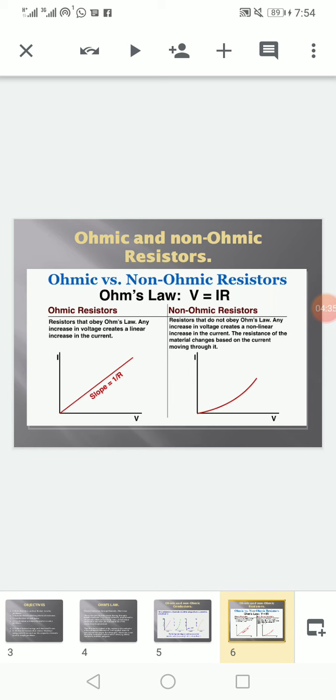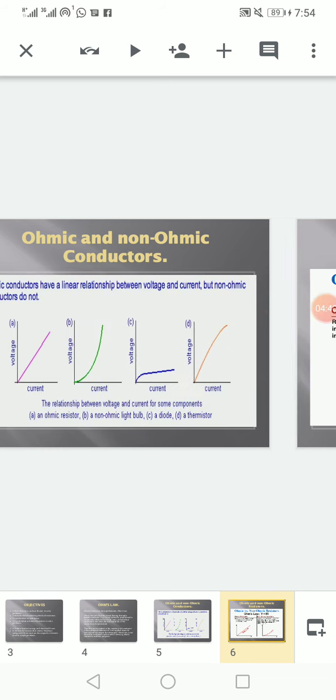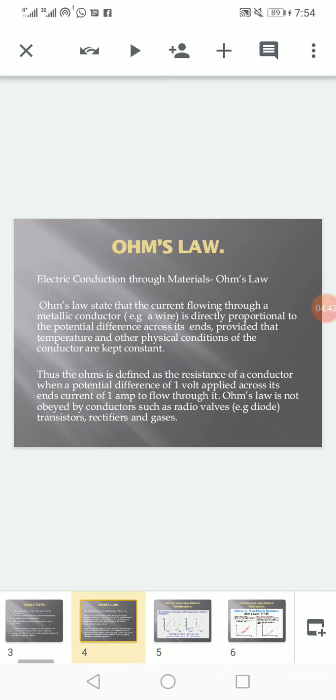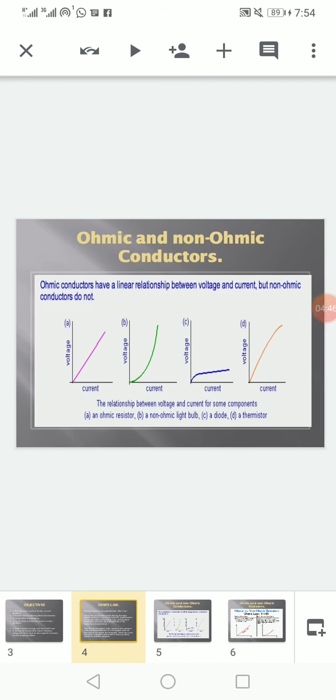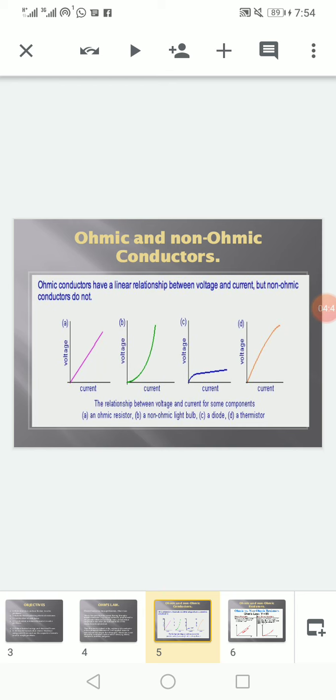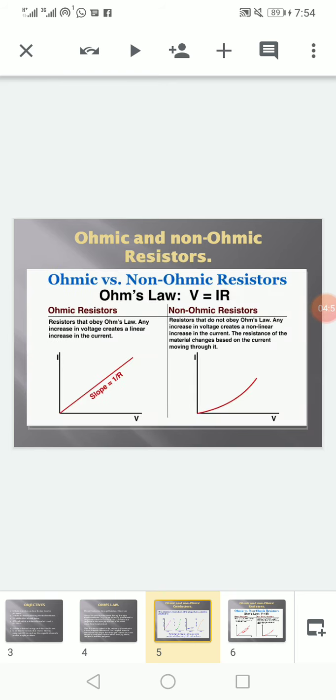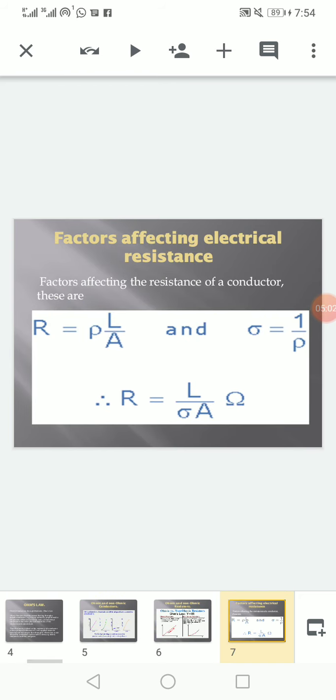Remember, Ohm's law states mathematically V equals IR. We are able to look at Ohm's law. We are able to look at materials that obey Ohm's law and those that will not obey Ohm's law. We've discussed ohmic and non-ohmic conductors as well as the graphs. So it is important that you should be able to identify the graph that explains Ohm's law. We've also looked at ohmic and non-ohmic resistors.